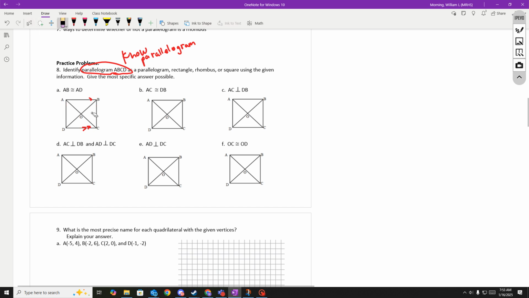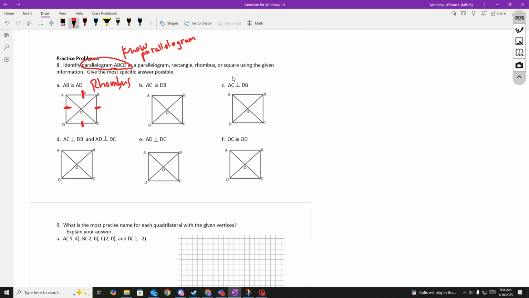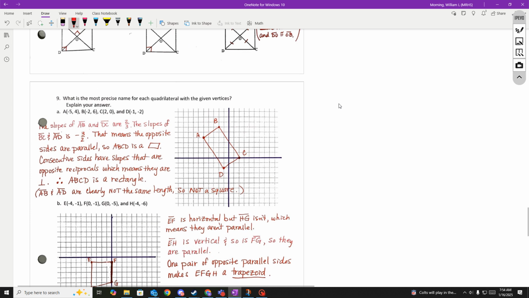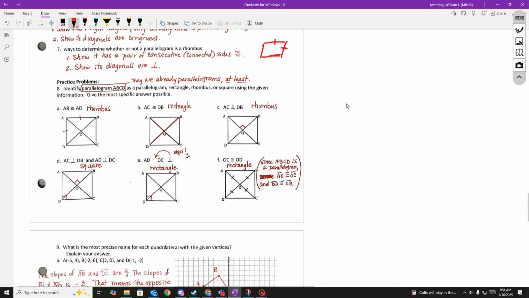Letter A. Additional information: AB and AD are congruent. This is enough to show that this is a rhombus, because if this is congruent to this, this is also congruent to the opposite side, and this is congruent to the opposite side. So we have all 4 sides the same, so the best we can get for this one is a rhombus. Letter B, let's check our answers as we go. I'm pretty confident with this.